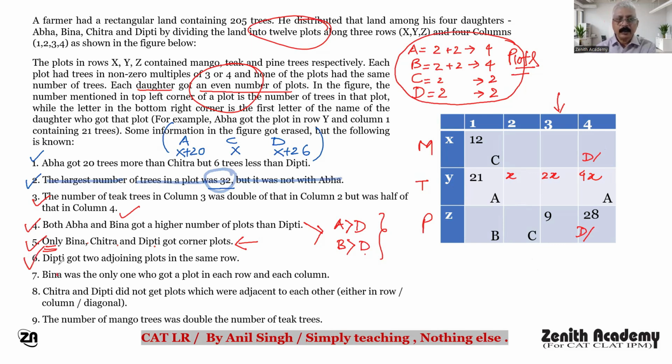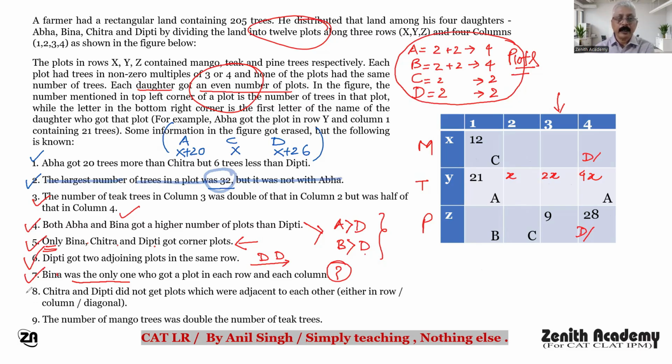Now condition number 6. Deepti got 2 adjoining plots in the same row. Now point number 7. Bina was the only one who got a plot in each row and each column. Means in column 1, 2, 3, 4, Bina's plots are present, and also in rows X, Y, Z, Bina's plots are present.